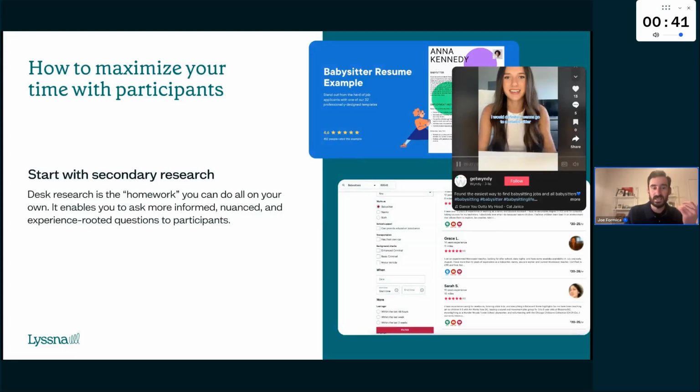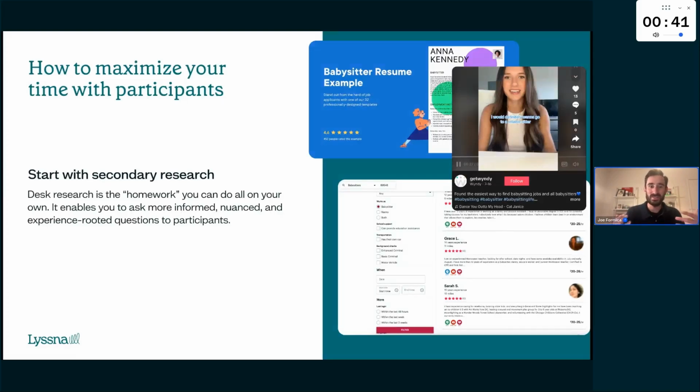Preparation is the key to making the most out of that limited, precious time you have talking to participants. Desk research or secondary research is the homework, the research that you can do all on your own. You can sit in front of your computer and look at YouTube videos. You can look at websites, articles, social media, comments on videos and articles and social media, scholarly journals.